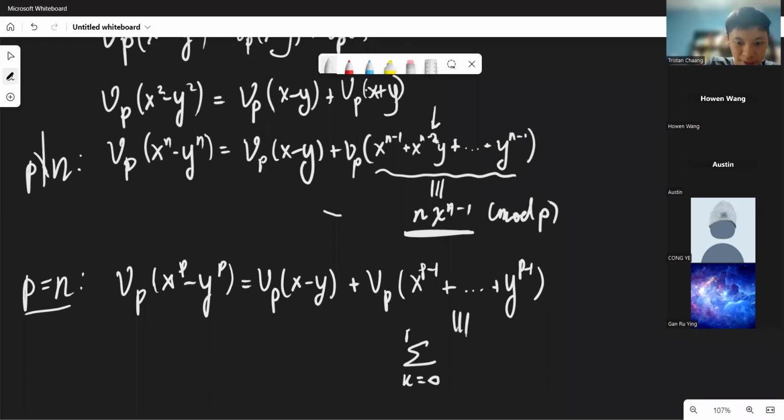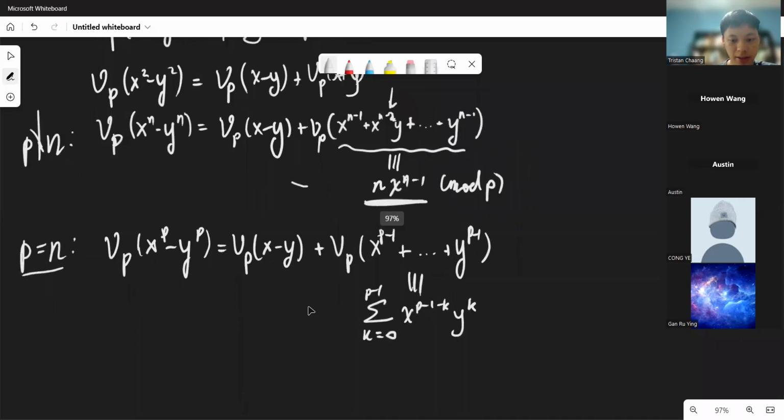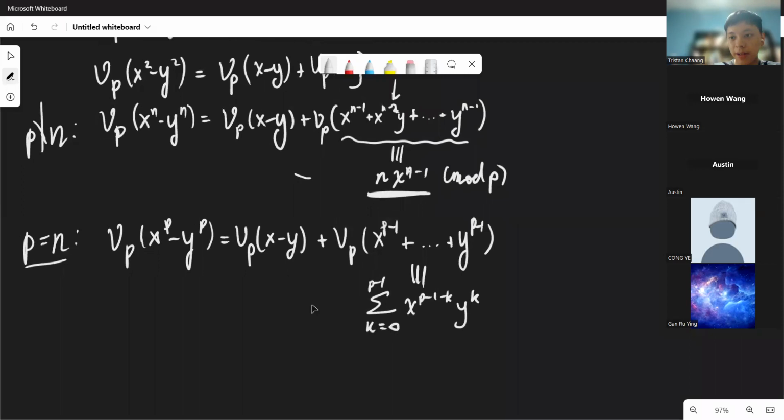So this is the sum from k equals 0 to p minus 1 of x to the p minus 1 minus k, times y to the k. We want to take this thing mod p squared. Now here is where we're going to use that property that we talked about in the beginning of this lecture. So, wait, why mod p squared?